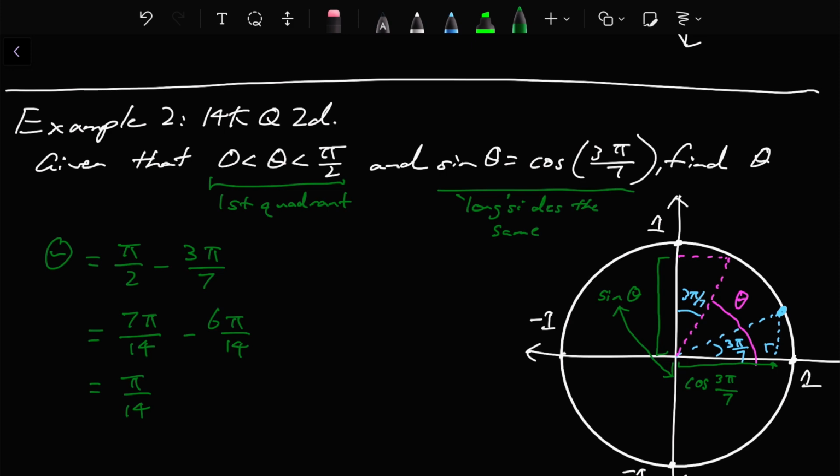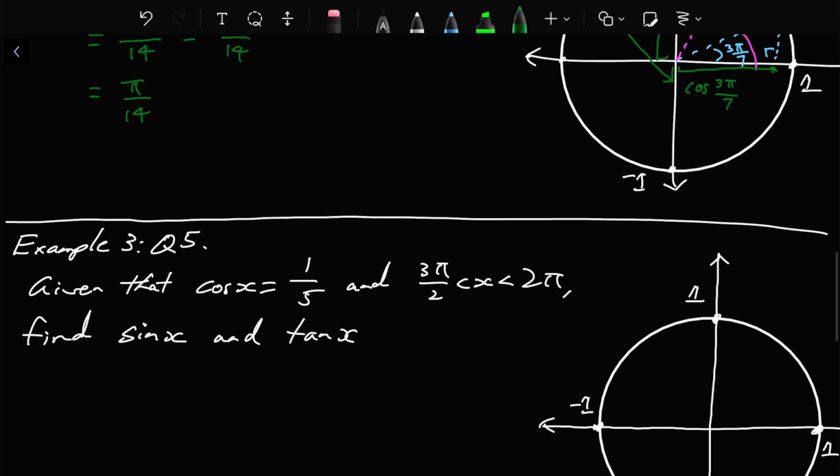Okay, so let's move on to example 3 down here, which is question 5 in that same chapter. Given that cos of x equals 1 over 5 and x is in between 3 pi on 2 and 2 pi, find sine x and tan x. So this is an example of where we're going to be using the Pythagorean identity.